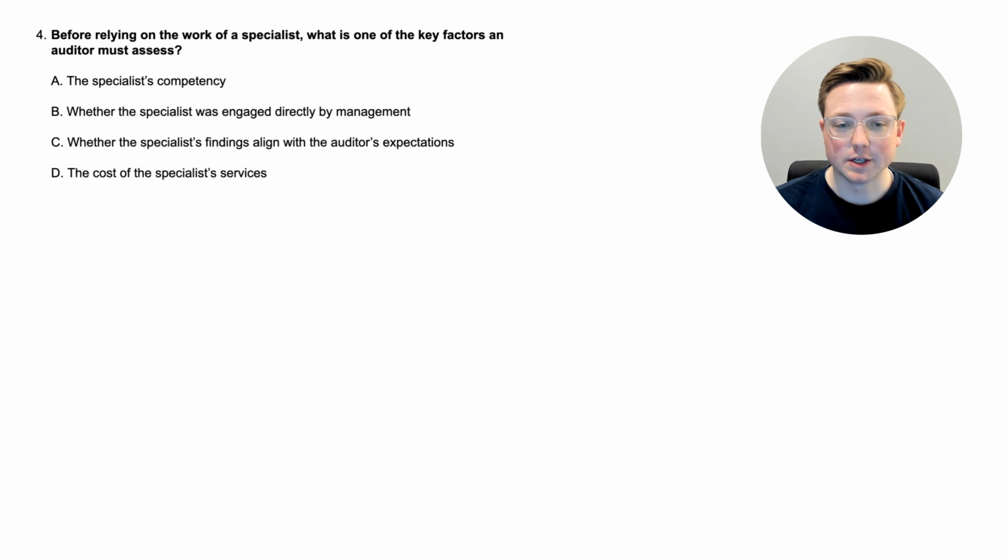All right, here we are at question 4. Before relying on the work of a specialist, what is one of the key factors an auditor must assess? So let's walk through this. Option A, the specialist's competency. Option B, whether the specialist was engaged directly by management. Option C, whether the specialist's findings align with the auditor's expectations. Or option D, the cost of the specialist's services.